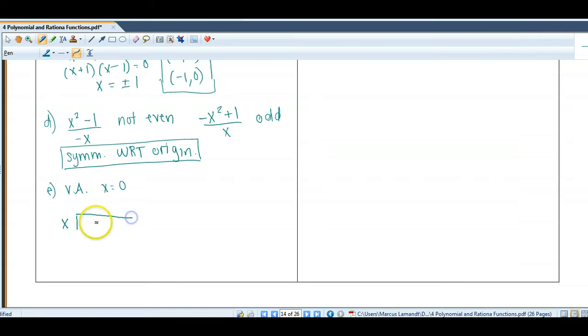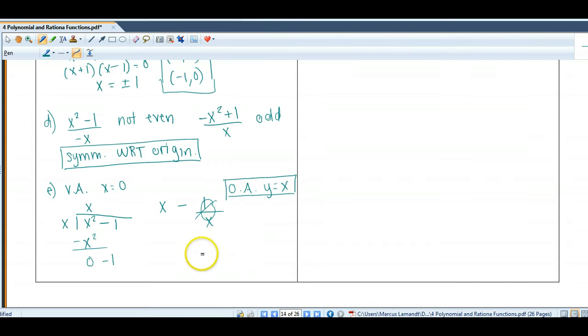I'm going to divide x into x squared minus 1. In order to get x squared, I have to multiply this by x. Pull down the negative 1, can't really put anything in there. So it's going to be x minus 1 over x, and this goes to 0. So the oblique asymptote is y equals x. Alright, now let's graph it.